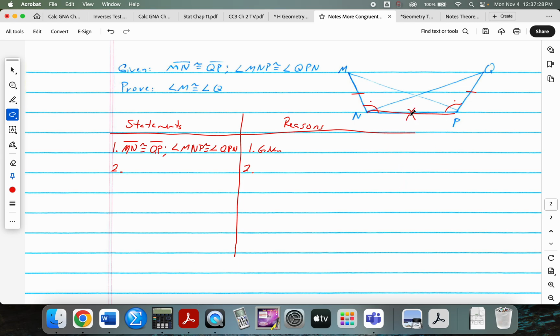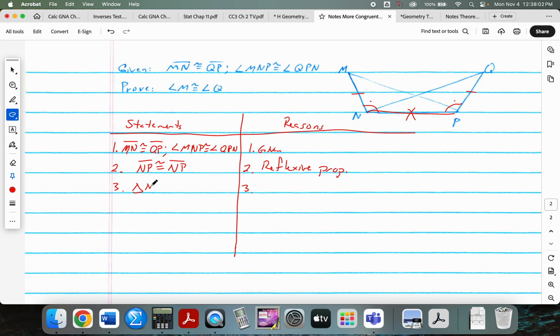So instead of them being back to back like it's been in most of our diagrams, here these 2 triangles overlap each other. So segment NP is congruent to segment NP by the reflexive property. Now we have enough to prove those 2 triangles congruent. I've got 3 congruent things. I've got 2 sides and an angle in between them in both triangles.